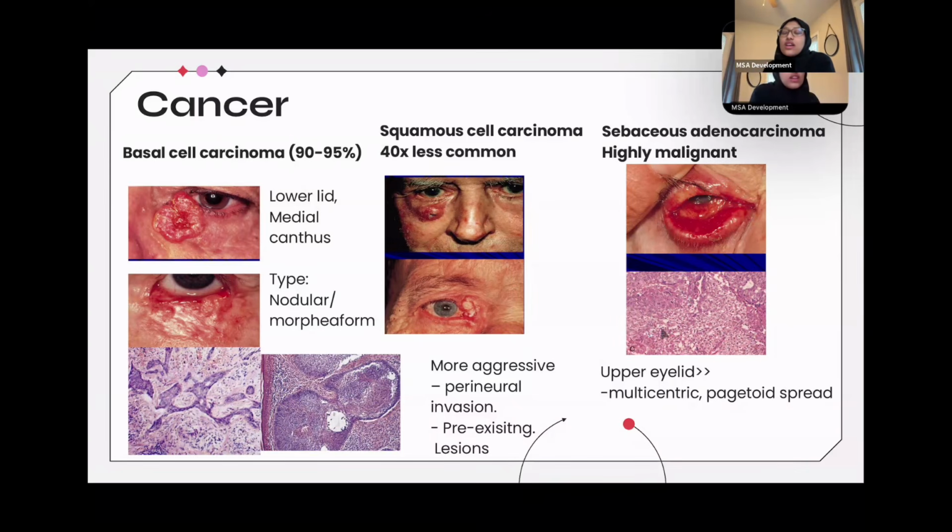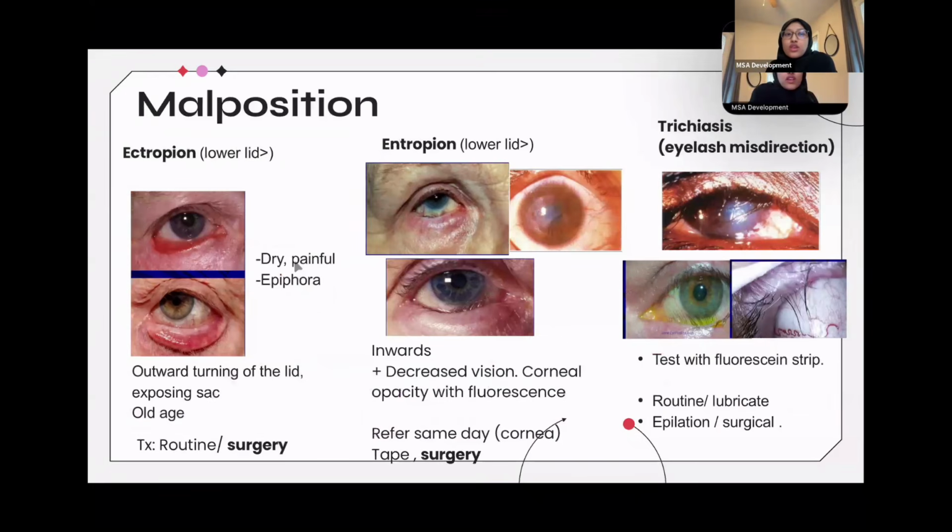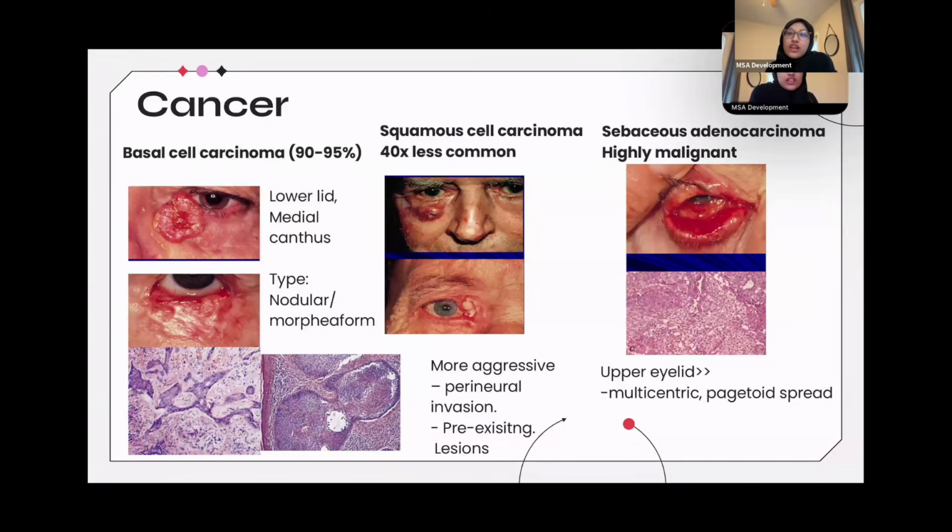in histology. Now, if she asks you what is the most common tumor or cancer in the upper eyelid, it's sebaceous adenocarcinoma. Okay? It's 2 times more common in the upper eyelid, whereas these are in the lower lid and the medial side. Okay? So that was cancer, that was lesions.